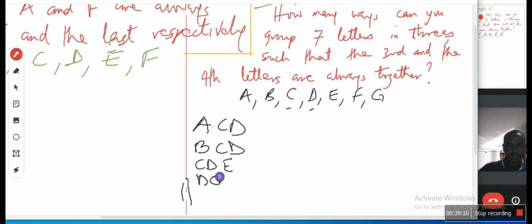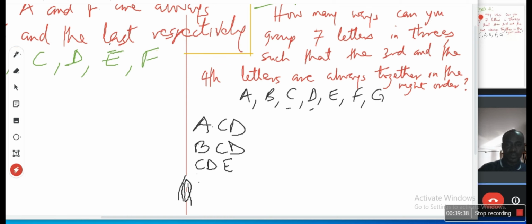Can you write DC? No, the same thing. CD in order, together in order. The fourth in the right order. Okay, so ACD and ADC are not the same. Yes, my question: ADC and ACD. Yes. C and D must follow sequentially. CD, not DC.